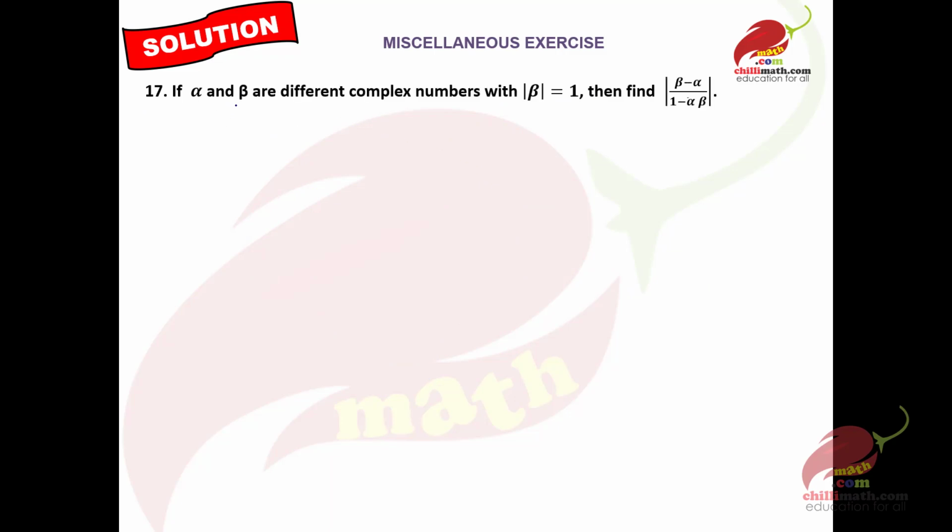17th question is, if alpha and beta are different complex numbers with modulus of beta is equal to 1, then find modulus of beta minus alpha over 1 minus alpha conjugate into beta.